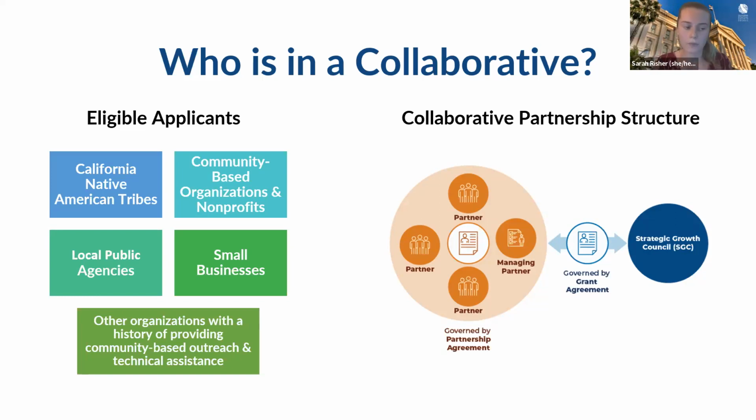But we do have some criteria around the communities of focus. You need to serve a minimum of 2 communities of focus. And a community of focus could be a single census tract or tribal area, or it can be a cluster of census tracts and tribal areas. It's really up to you to determine what your communities of focus look like, as long as your collaborative is serving 2 communities of focus in your broader region.